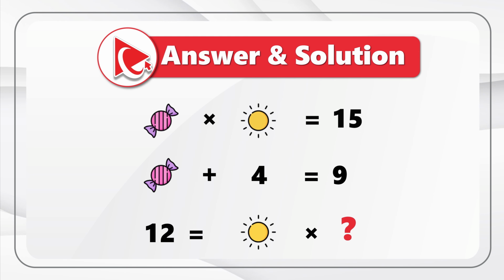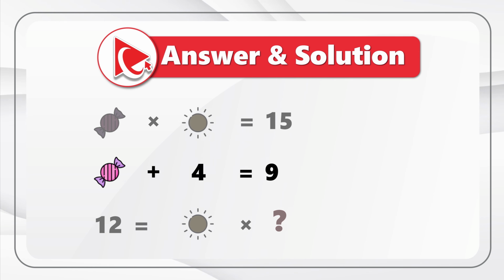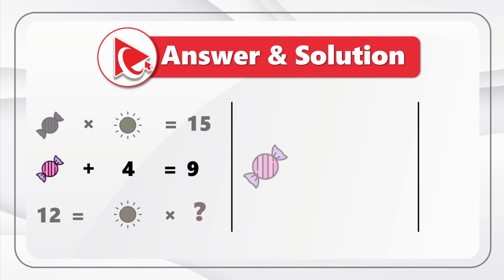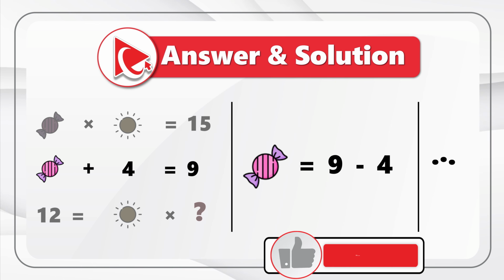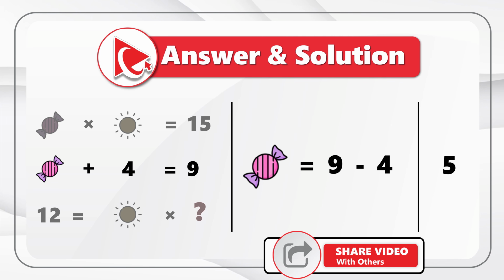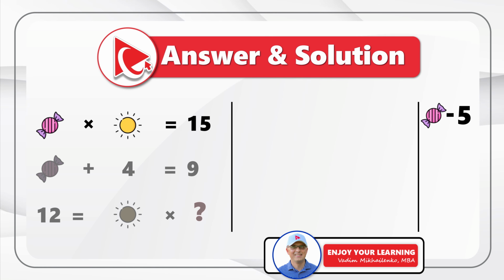Let me demonstrate. Let's start with the expression candy plus 4 equals 9. Believe it or not, but we can actually calculate it. Candy would be equal 9 minus 4, and we can calculate the value for candy, which would be equal to 5. Now, knowing the value of candy, let's focus on the top expression.